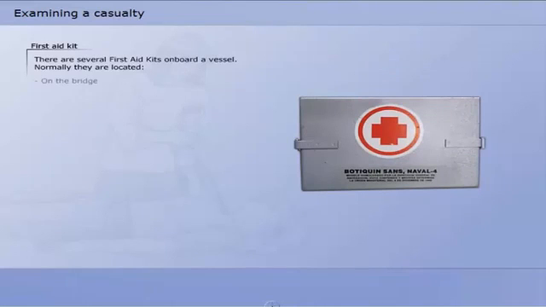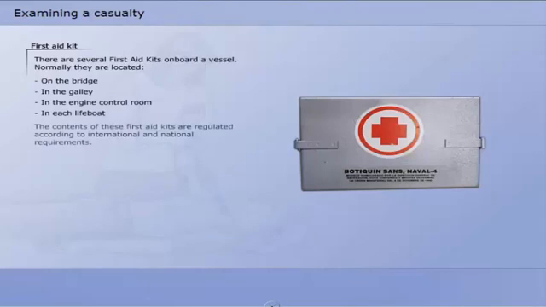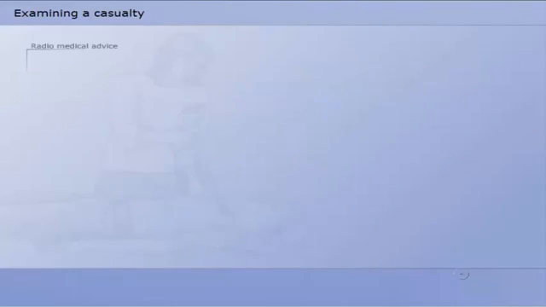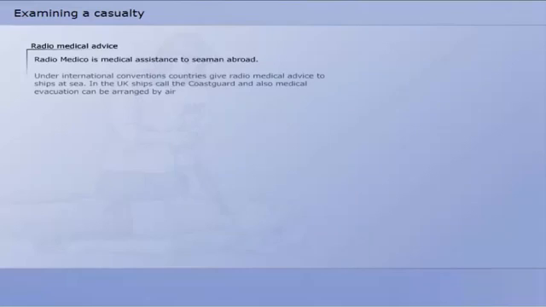There are several first aid kits on board a vessel. Normally they are located on the bridge, in the galley, in the engine control room, in each lifeboat. The contents of these first aid kits are regulated according to international and national requirements.